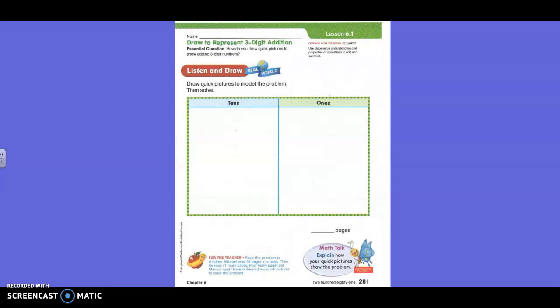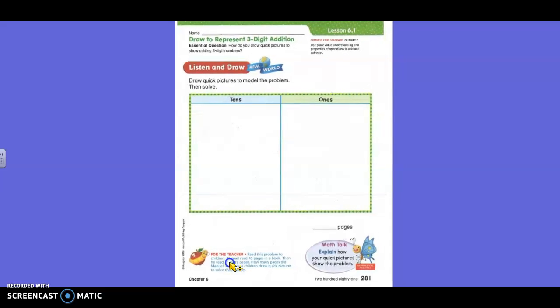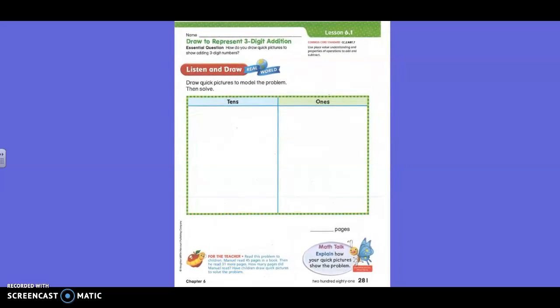Manuel read 45 pages in a book. Then he read 31 more pages. How many pages did Manuel read? If you ever were wondering where I'm getting these, it's down here on the bottom. Okay? Manuel read 45 pages. Then he read 31 more. Okay? Alright.